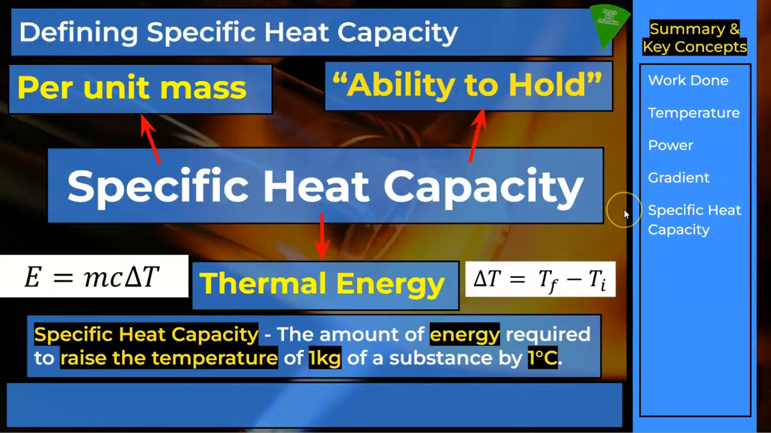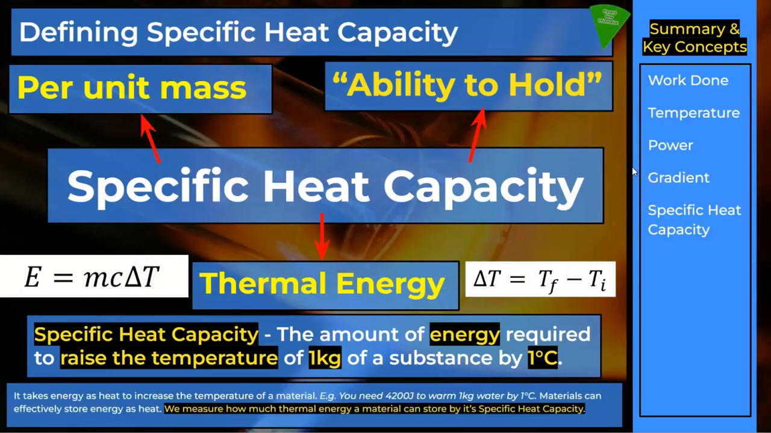The definition of specific heat capacity is the amount of energy required to raise the temperature of 1 kilogram of a substance by 1 degree C. Specific means divided by mass. Capacity is the ability to hold, and thermal energy is the heat induced. The key thing in this equation is that delta T is the change in temperature, so you've got to do the final take away the initial to work out the overall change. Materials like water have a reasonably high specific heat capacity because they can store a lot of energy.